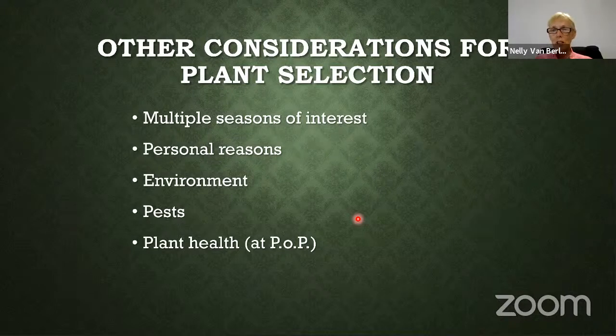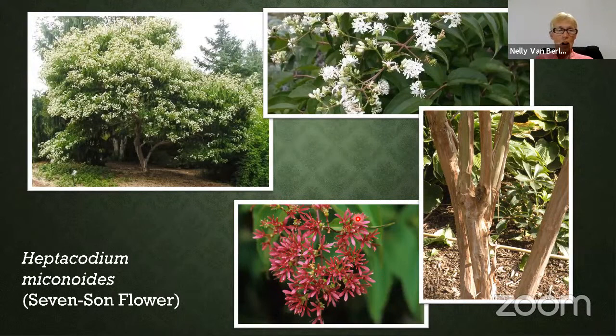So I just want to show a few ideas of multiple seasons of interest. This is a great tree. I know people who grow it in Ottawa, so I think it'd probably be a similar growing zone, so you might be able to grow the Seven Sons Flower tree. It blooms late in the season, late August, September. Beautiful blooms. The bees just love it.